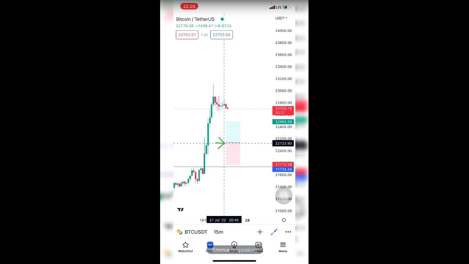Let's say you want to use your long position to indicate your take profit, probably at 22701. How do I know it's actually my take profit?